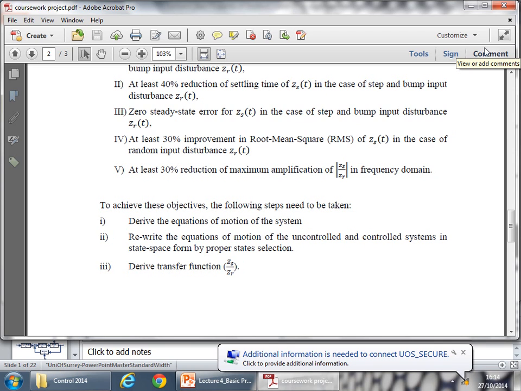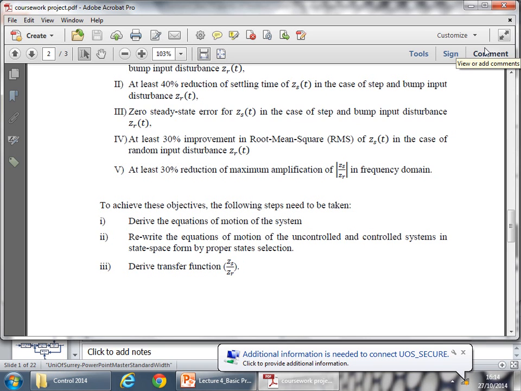In the next step, you need to write the equations of motion of both the uncontrolled and controlled system. Uncontrolled means open loop system, controlled means closed loop system. In state space format, you can do it right now. I will lecture the concept of the state space domain maybe 3 or 4 weeks later. But you can skip this step at the moment and work on the third part.